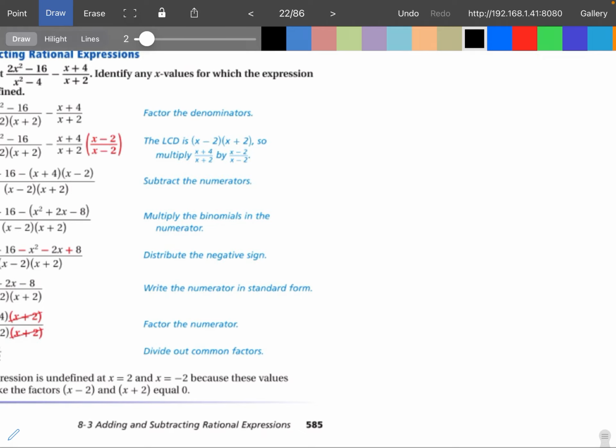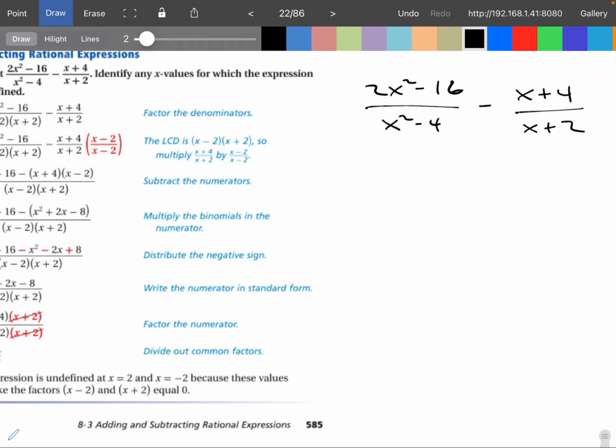So let me recopy this thing. So this one is 2x squared minus 16, and that's over x squared minus 4. And then that's minus x plus 4 over the quantity x plus 2.